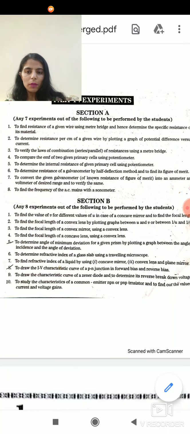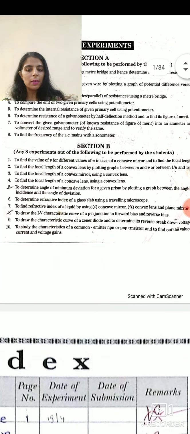And the name of the second experiment was to determine the resistance per centimeter of a given wire by plotting a graph of potential difference versus current. This experiment is renamed as: to find the resistance of a given wire or standard resistor using a meter bridge. Now look at how we have to make these experiments.